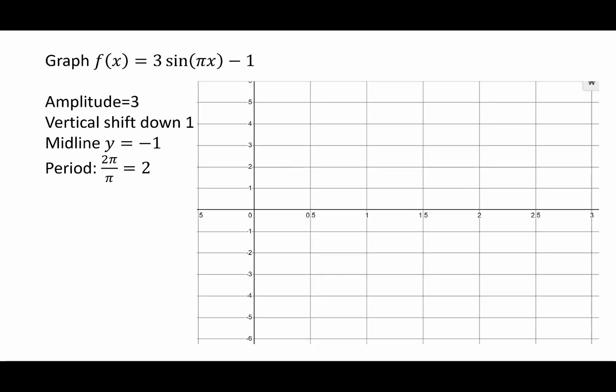I'm going to start by putting in my midline, which is y equals negative 1, and I'm going to dash it just for clarity that it's not a real line of our graph. At 0, I'll be at negative 1. Then at my first mark, which is 1/2, I'm going to be 3 above the midline, so 1, 2, 3. At 1, I'll be back to the midline. At 1.5, I will be 3 below the midline. 1, 2, 3. When I get to 2, I'll be on the midline. This shows me I have one full period of the function between 0 and 2.